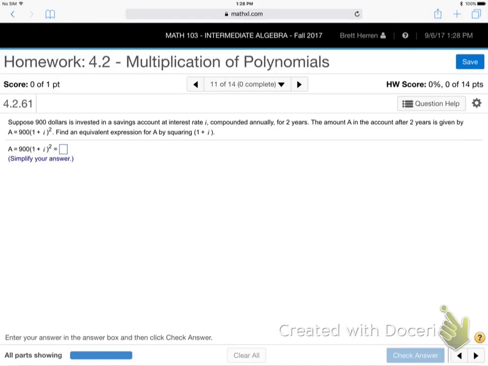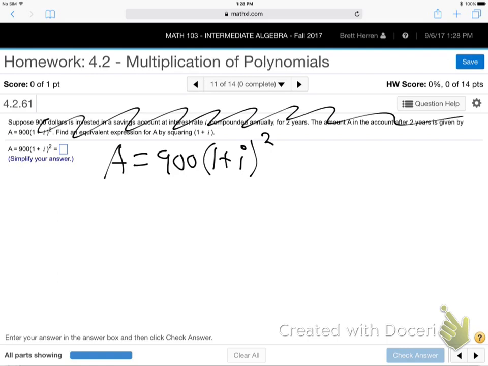Okay, so it gives you this formula, A equals 900 times (1 plus i) squared. Let me see, what do they say? Suppose 900 is invested, compounded for 2 years. The amount A after 2 years is given by, find an equivalent expression for A by squaring. So, anyway, bunch of fancy talk. You don't even need to read these words. Blah, blah, blah. They just want you to multiply it out. There's nothing important there. You just need to FOIL that out.